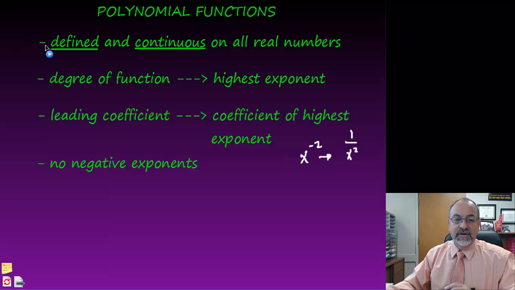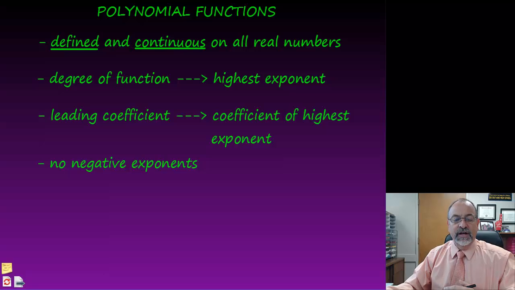But we started off by saying here at the top, it's defined and continuous on all real numbers. So there shouldn't be any restrictions. So a negative exponent creates a restriction. That's why polynomial functions do not have negative exponents.